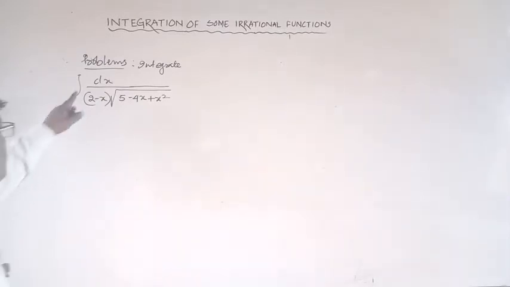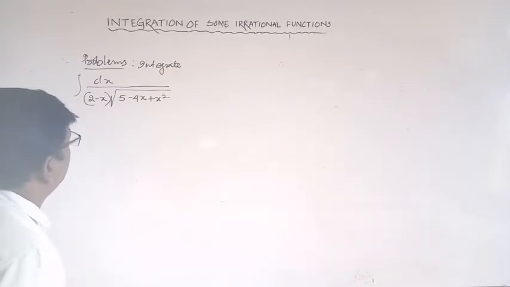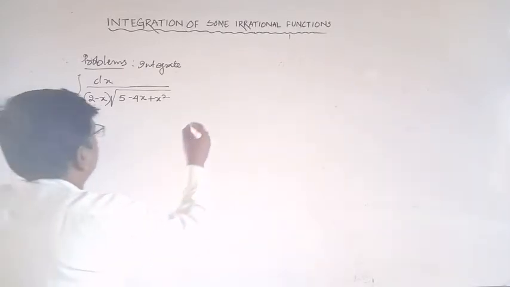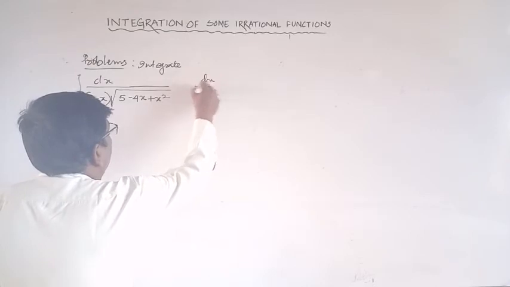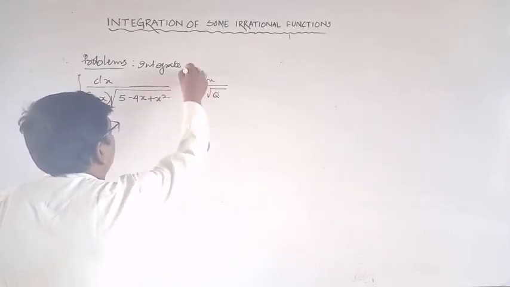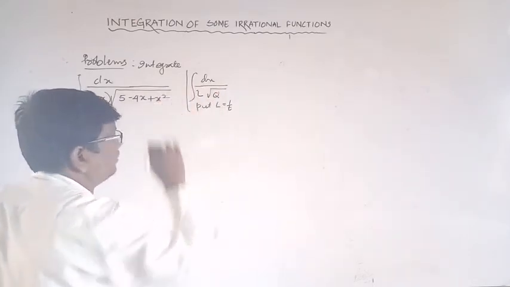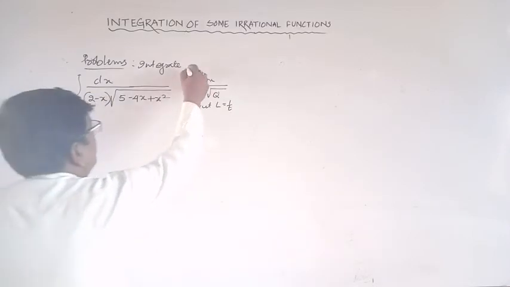This is the equation dx by (2 minus x) root over (5 minus 4x plus x square) dx. So this is the form of what? This is the form of dx by linear root over quadratic. What is the concept here? Put linear is equal to 1 by t. So this is the concept. Okay.